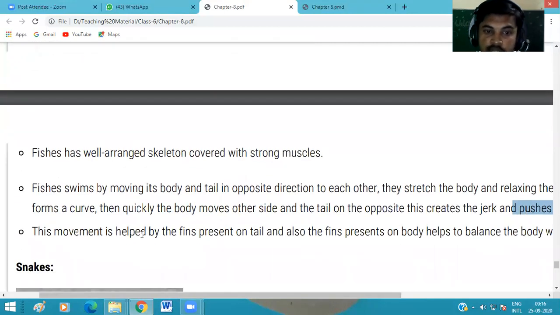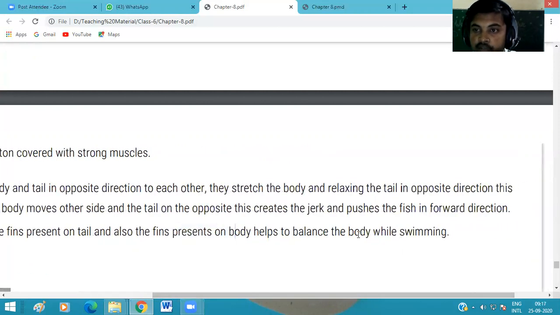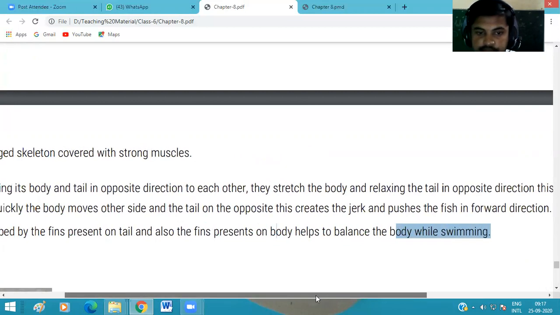The movement is helped by the fins. So for the movement of fish, there are other helping parts of the fish's body, that is, fins present in its tail and also present in its body. They help to balance the body while they are swimming.